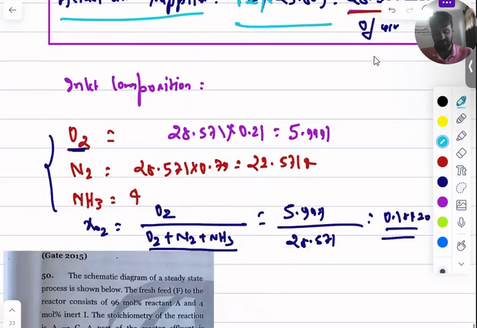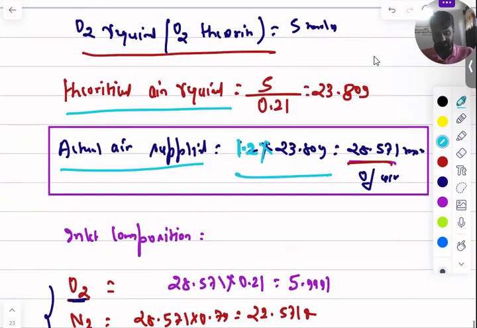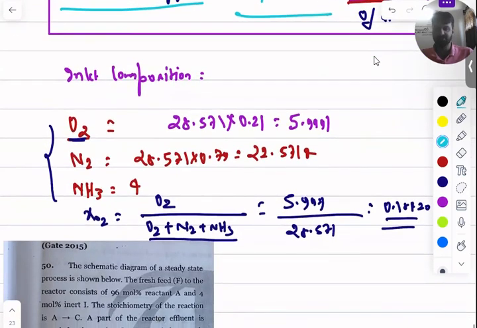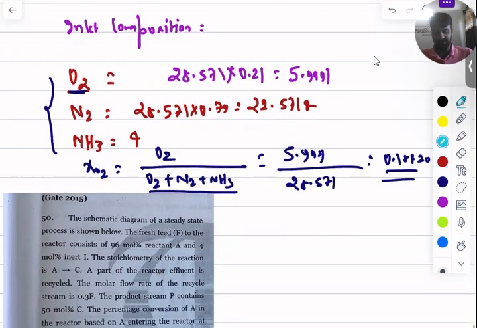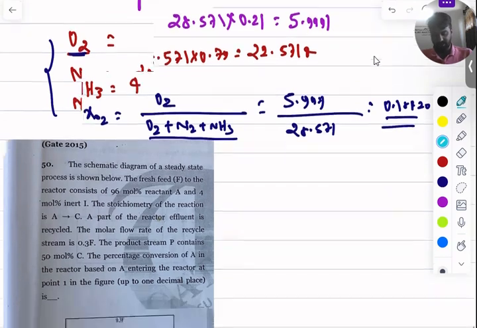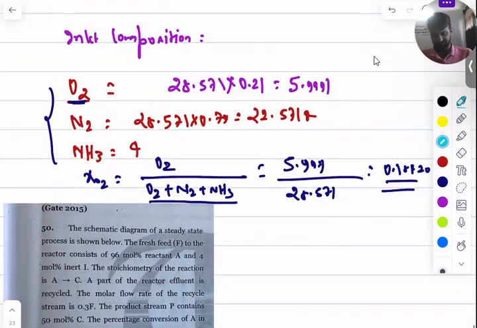And after that, once we get to know about the actual air supplied, again, the composition of oxygen and nitrogen is not going to change in the air, right? Composition will be same, that is 21% and 79%. And based on that composition, we can calculate the actual number of moles of all of these gases, that is oxygen, nitrogen, and ammonia. And after doing that, you can calculate the number of moles as well. Is that clear?